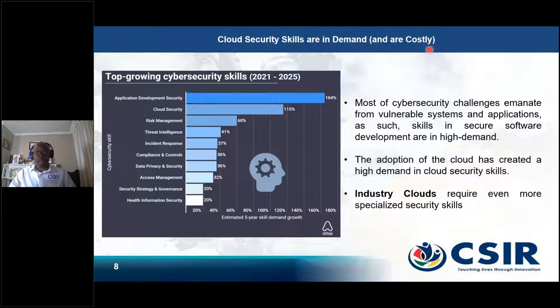And when it comes to industry clouds, one thing that needs to be realized as well is that you require even more specialized skills. What do you mean by this? If, for example, it's in the energy sector and it's an industry cloud, you need people, for example engineers, who understand that environment, particularly from the embedded systems point of view. If it's in the health sector, you also need people who understand the regulations in the health sector, because just being a cybersecurity specialist does not mean you are able to, for example, operate in a military environment unless you understand the specific environment.